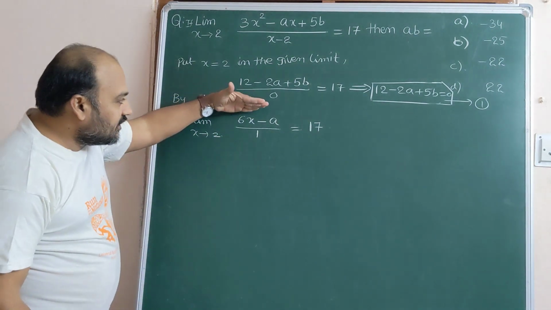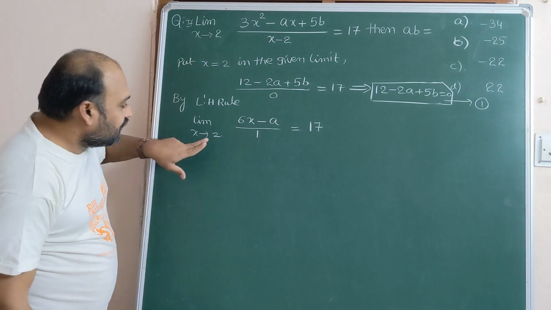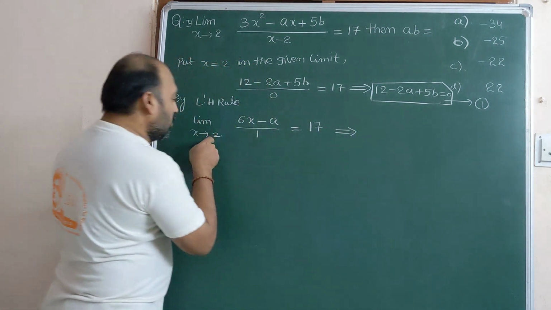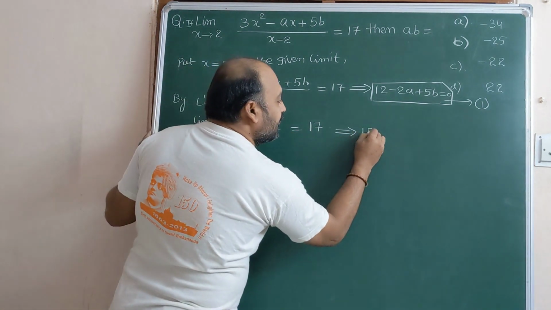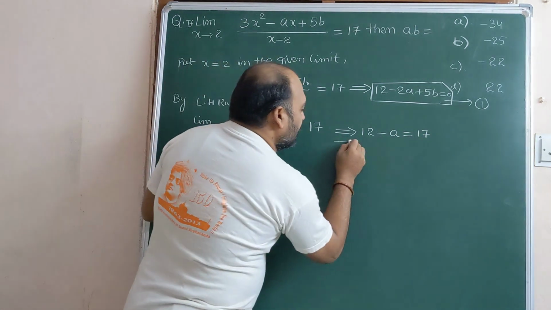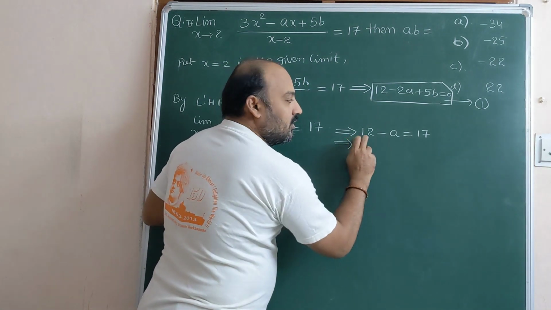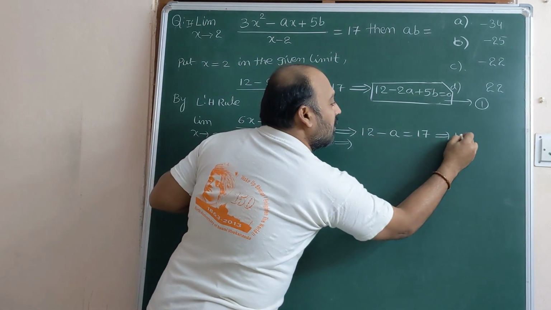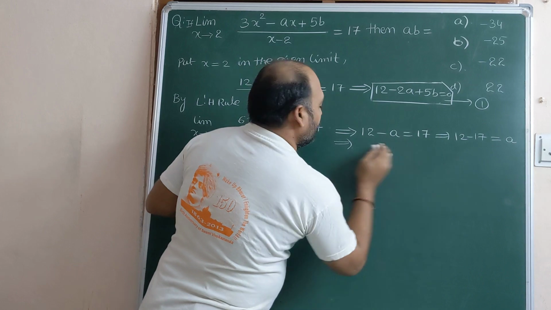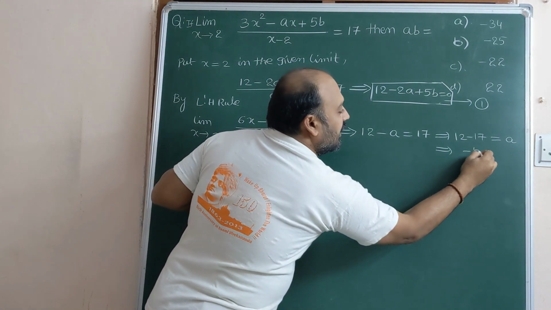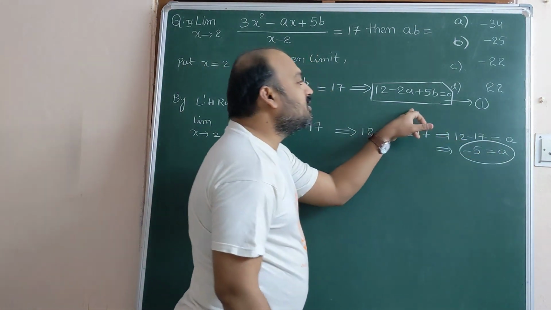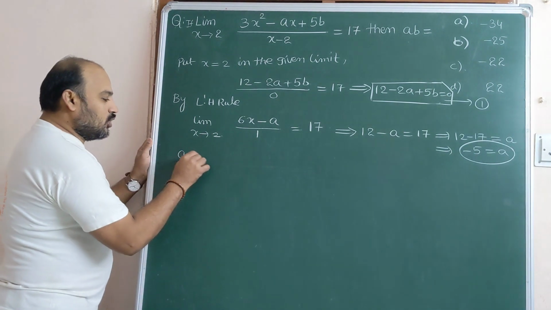After applying differentiation of numerator and denominator, apply the limit, x is equal to 2, substitute here. What happens? 6 into 2, 12, minus a is equal to 17. That implies, 17 we can take this side, so 12 minus 17 is equal to a. Minus 5 is equal to a. Substitute the a value in equation 1, a is equal to minus 5.